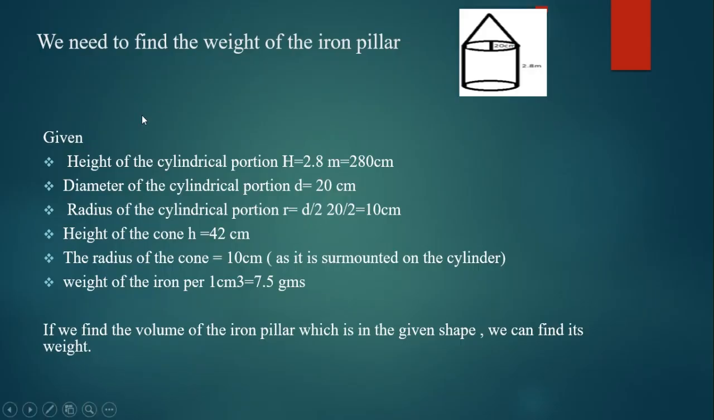Okay, so I have clearly mentioned all the data. Only here please do identify, I have taken the height of the cylindrical portion as capital H and height of the cone as small h. Okay, right? So we are going to find the volume of the iron pillar in order to find its weight.